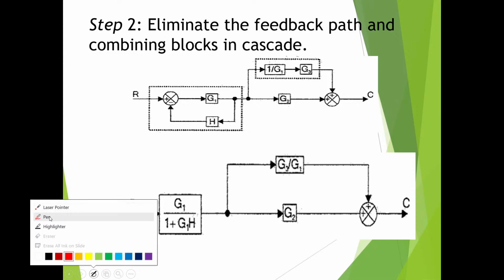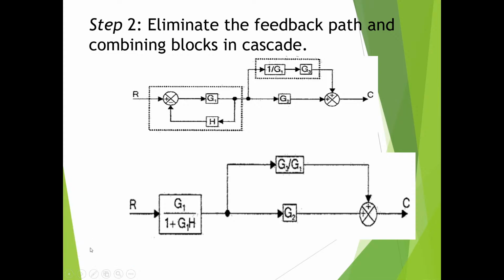Okay, my step number 2 is, I will take the laser. Step 2: eliminate the feedback path and combine the blocks in cascade. This is a feedback. So cascade blocks I have combined, and this is my parallel path. These two blocks are cascade, shown by dotted lines.